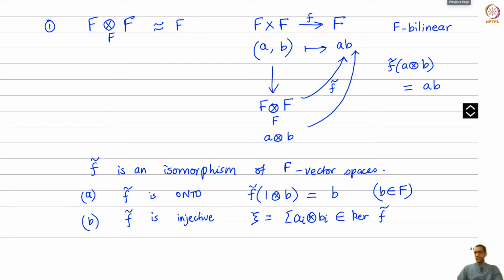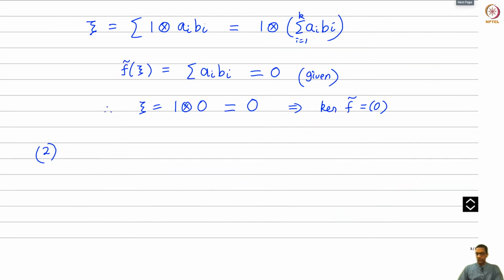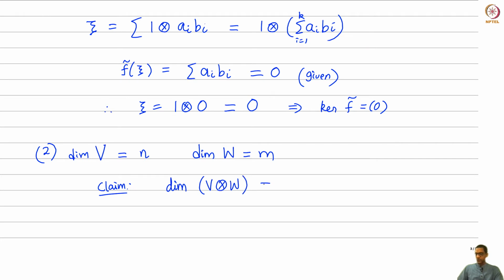F tensor F is actually just F. Okay, now more generally, what if you took vector spaces of other dimensions? Let's say finite dimensional vector spaces. So let's even say V is a vector space of dimension n, W is a vector space of dimension m. So all vector spaces over the field F. Then the claim is that V tensor W is in fact a finite dimensional vector space whose dimension is just the product of the two dimensions.